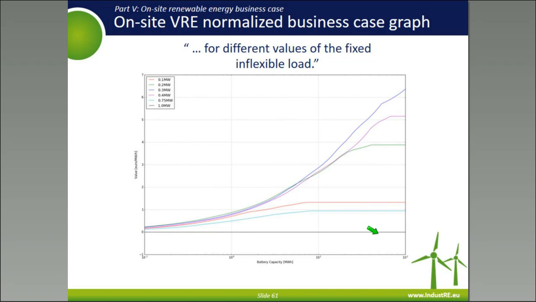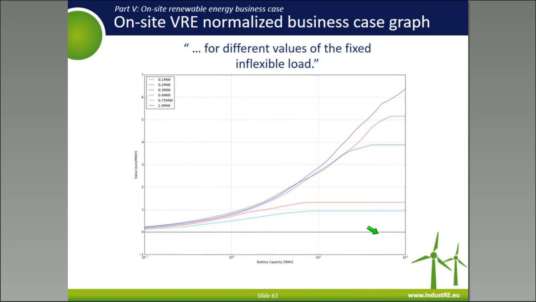Actually, if you look at it in a more intuitive way, it's easy to understand. At the moment that your plant consumes more electricity than the peak power of your wind turbine, you can absorb absolutely all electricity from your wind turbine, and you don't have a business case for your flexibility anymore.